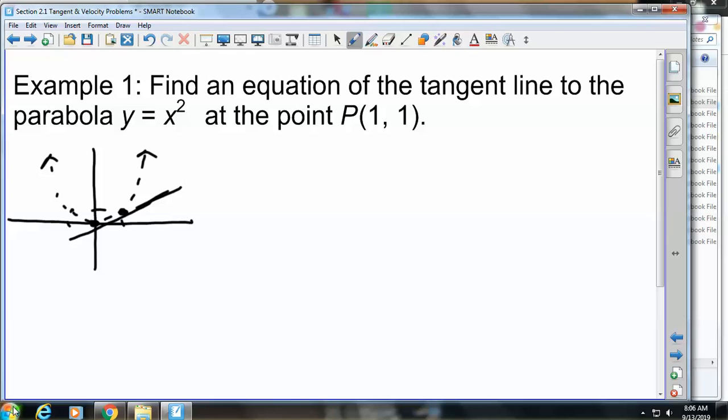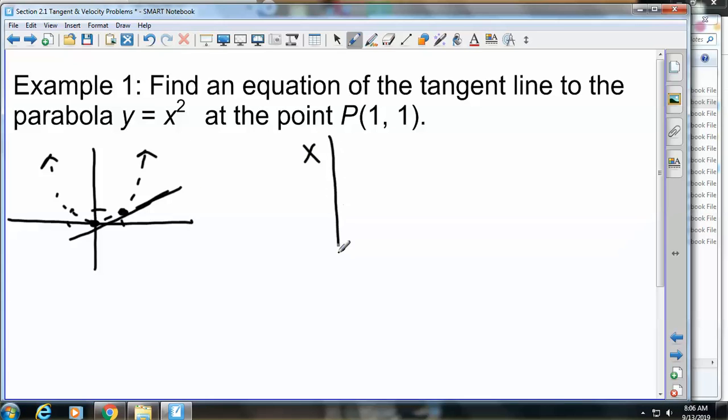Now, the idea is we know how to write equations. We need a point and a slope, correct? We have a point on that line. I am going to have to get the slope of that line. Now, as time goes on, we will learn better methods for doing it. But right now, we're just trying to get a basic understanding. So we are going to have to estimate that slope.